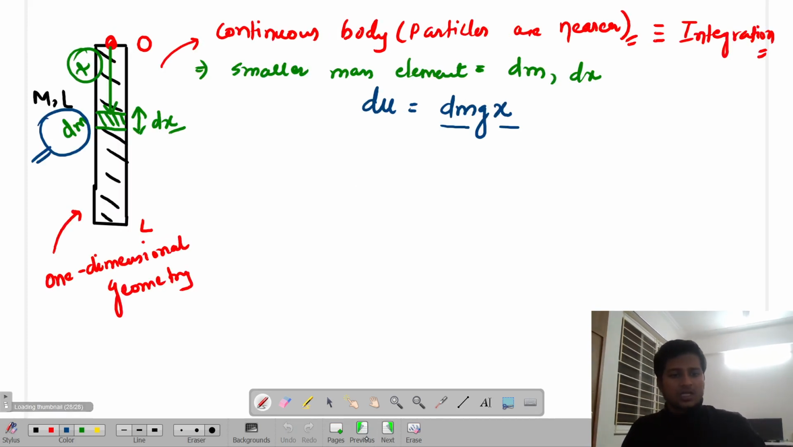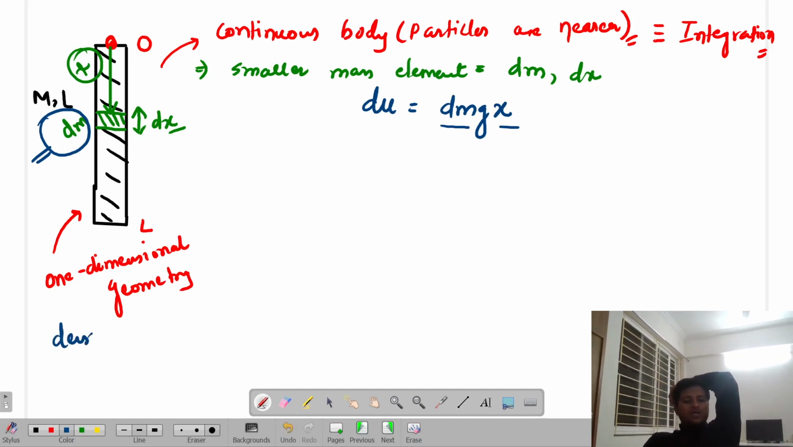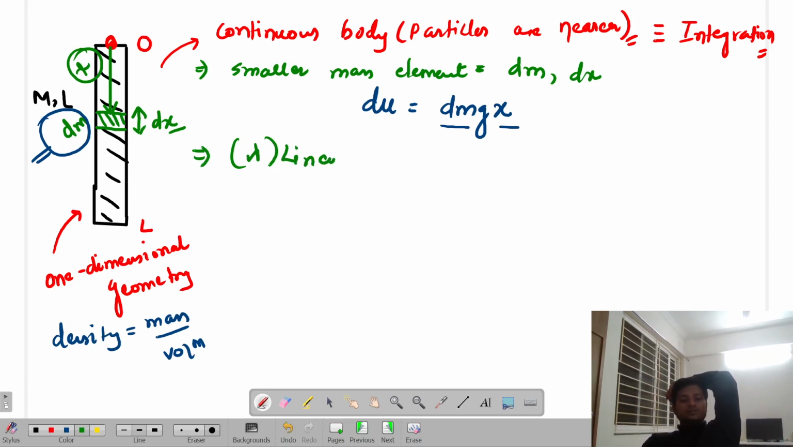Okay. So now I got to know that for one-dimensional geometry, the volume of the rod is represented by its length. Are you able to get me or not? So what is the formula of density? Density is equal to mass by volume. But for one-dimensional geometry, volume is equal to length L. So we define a special kind of density for one-dimensional geometry, and we call it linear mass density.